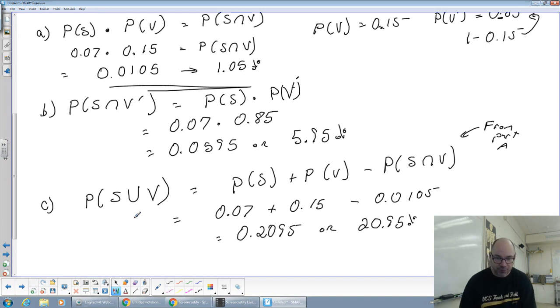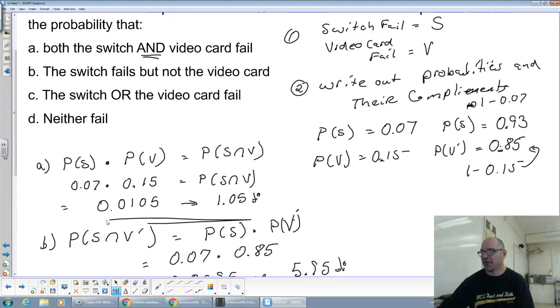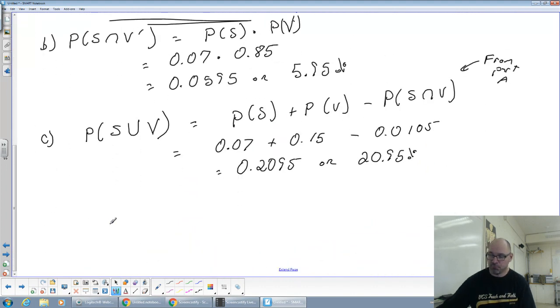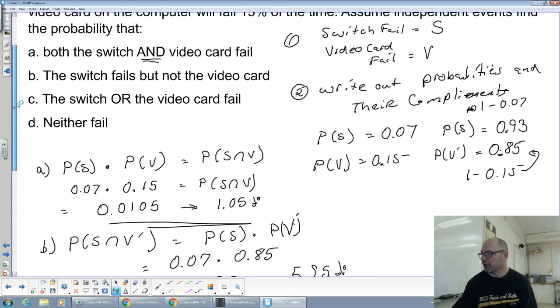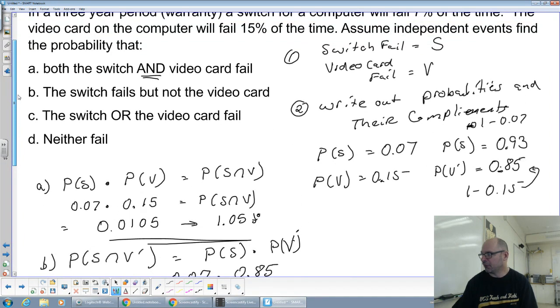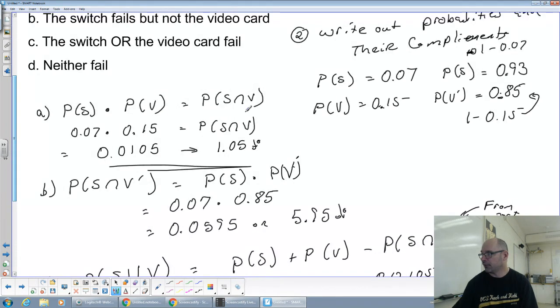Okay, D, the probability that neither fail. Okay, they both keep working. So D would be the probability that the switch does not fail and the video card does not fail. So both complements. So the switch complement was, what was it, 93? Switch was 93 and the video card was 85. Forgot the prime there.